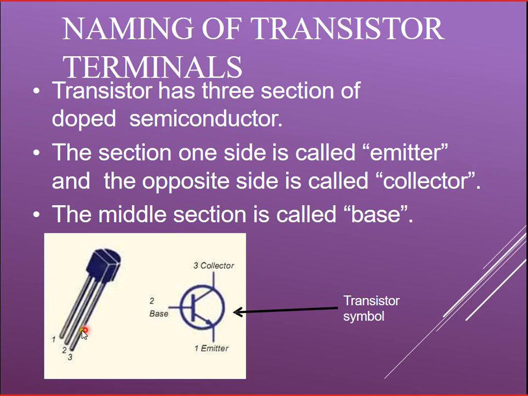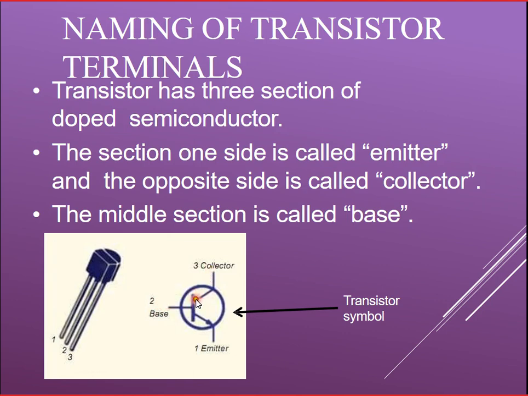So this is the transistor, how it will look in real. It has three terminals. The first one is your emitter, the middle one is the base, and the third pin is your collector. And this is the transistor symbol, having the three pins: emitter, base, collector, and the structure will be like this.